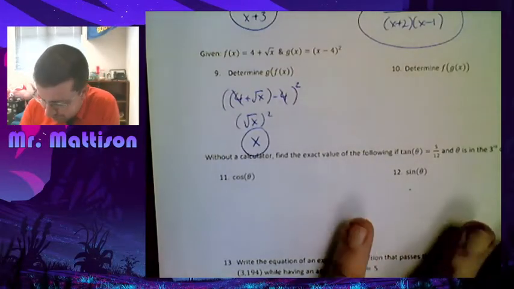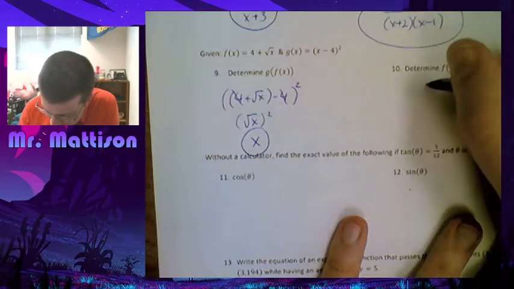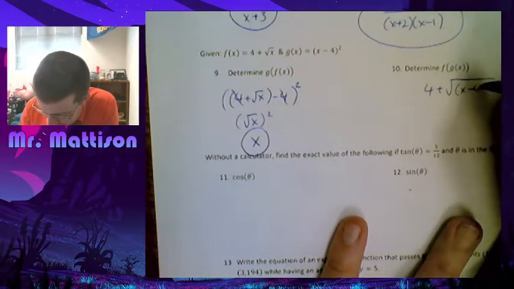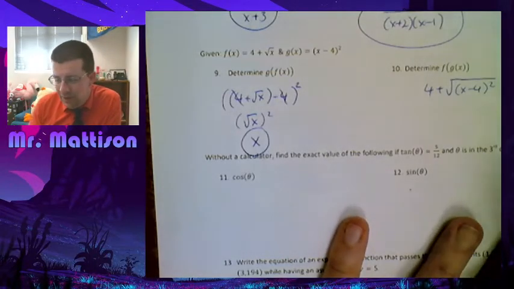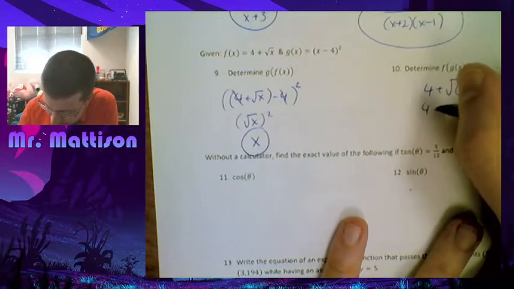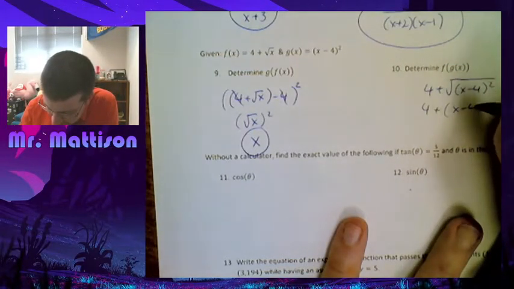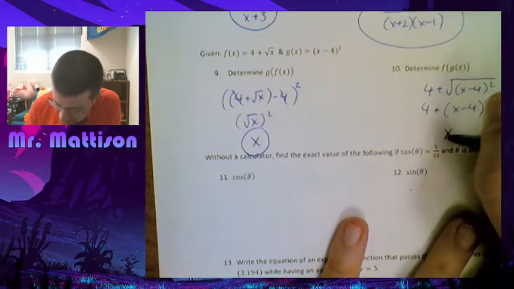On 10, same idea, plug the g into the f. Well, that would be 4 plus the square root of x minus 4 squared. The square root and the square are once again going to cancel out for us. And I just have 4 plus x minus 4. And then the 4 and the negative 4 are going to cancel out again, and I get just an x.